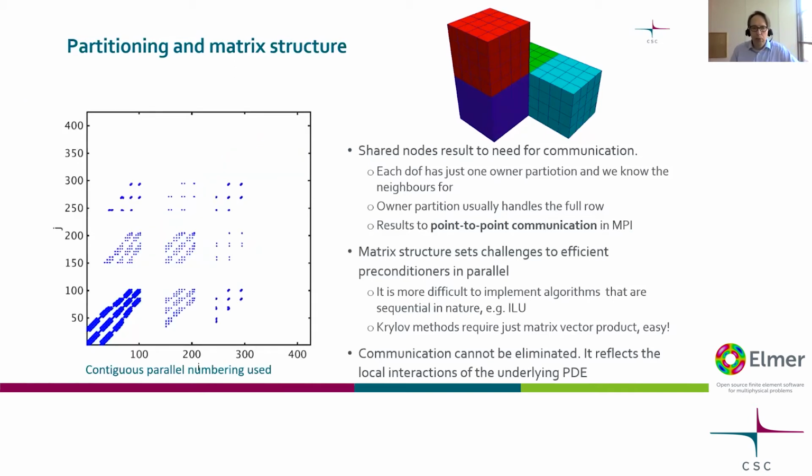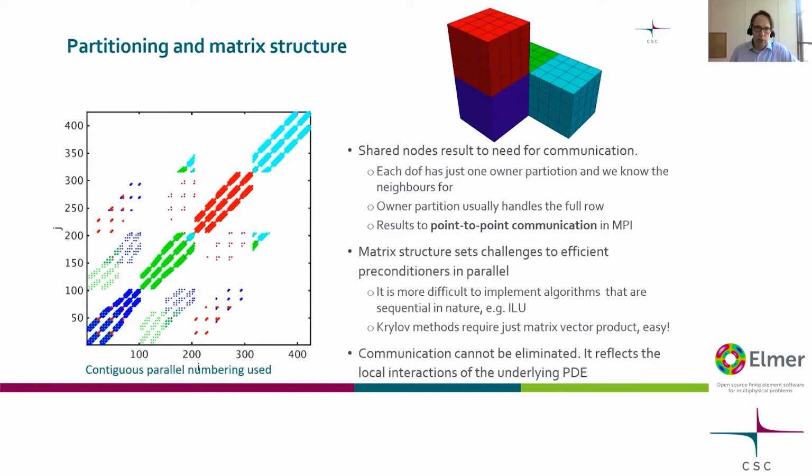However, if you then make a parallel mesh, then each partition will own its own color, so to say. So you can see this reflects the colors that you have for the Winkel geometry there. And these off-diagonal entries, they are the shared degrees of freedom, and the color is representing the owner. So these are the ones that you need to communicate.